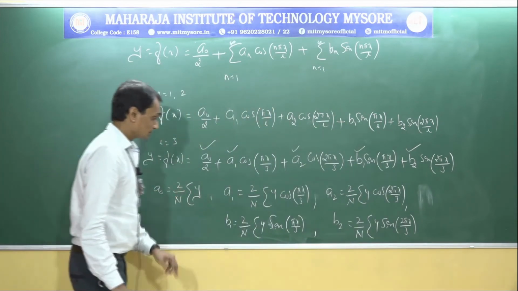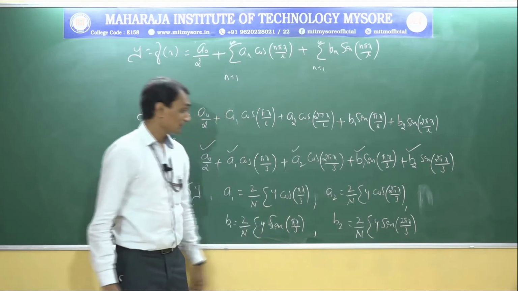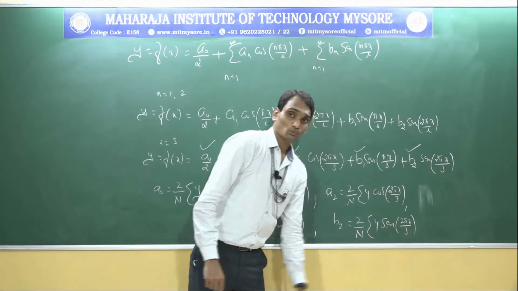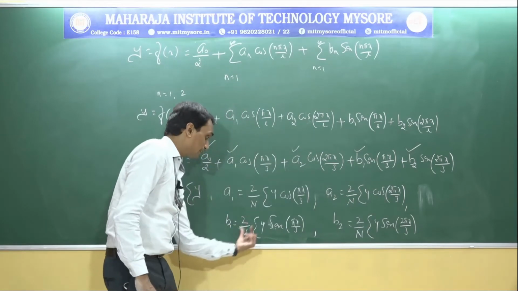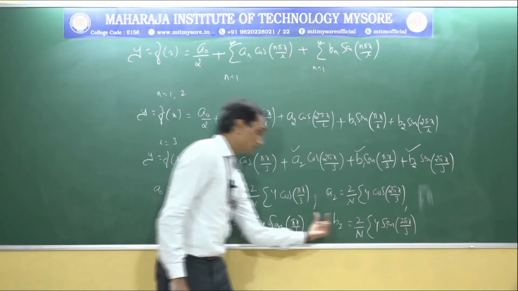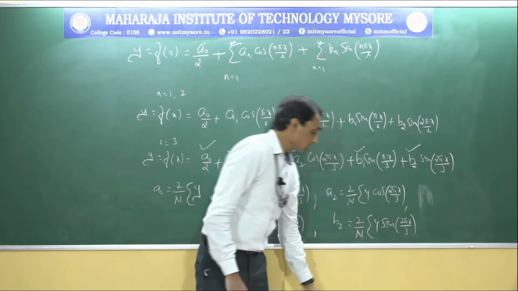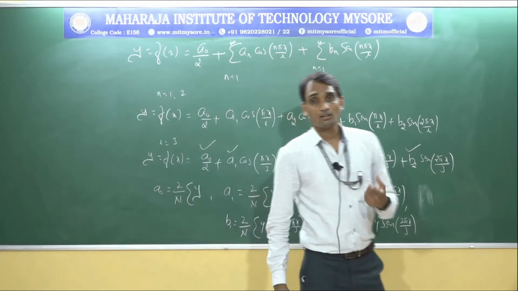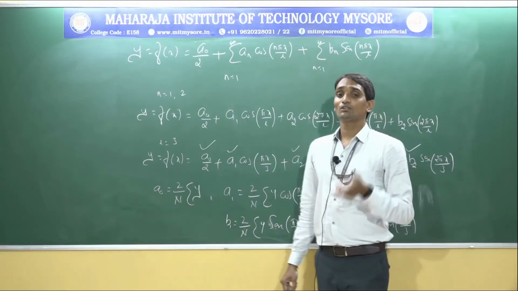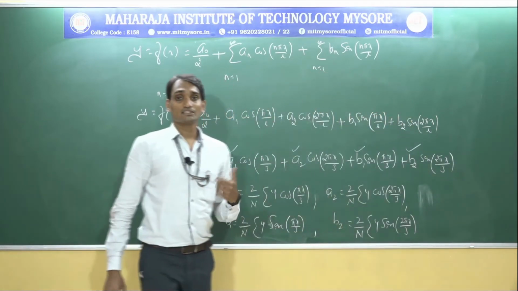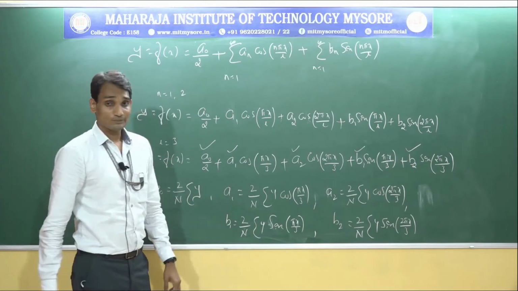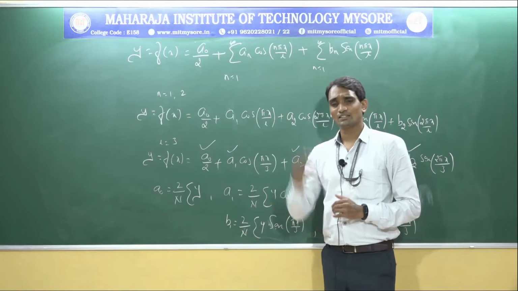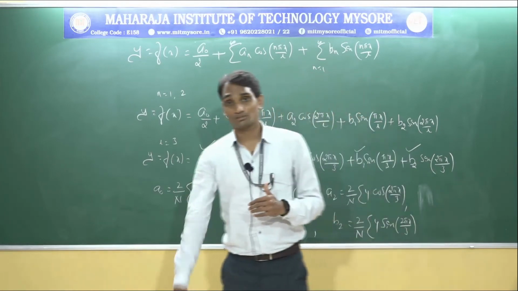a0 equal to 2 by n into summation of y, a1 equal to 2 by n into summation of y into cos pi x by 3, a2 equal to 2 by n into summation of y into cos 2 pi x by 3, b1 equal to 2 by n into summation of y into sin pi x by 3, b2 equal to 2 by n into summation of y into sin 2 pi x by 3. Like this we need to calculate the values. After calculating those values, we need to substitute them in this formula, where n is nothing but the number of terms.